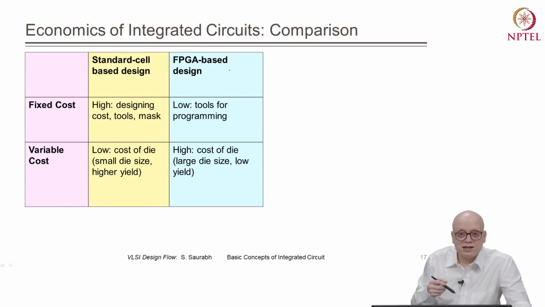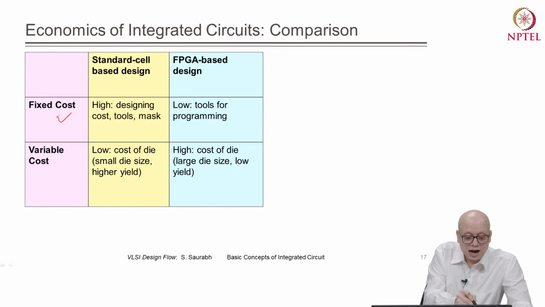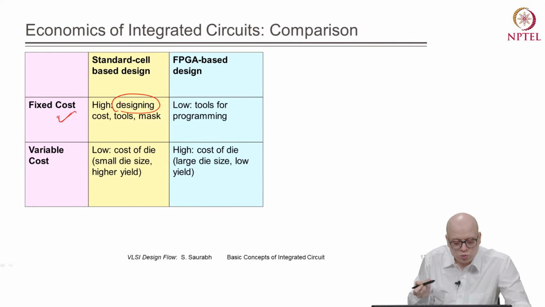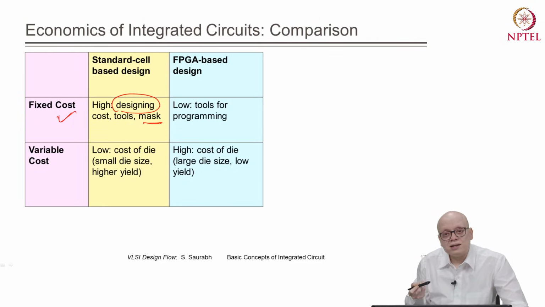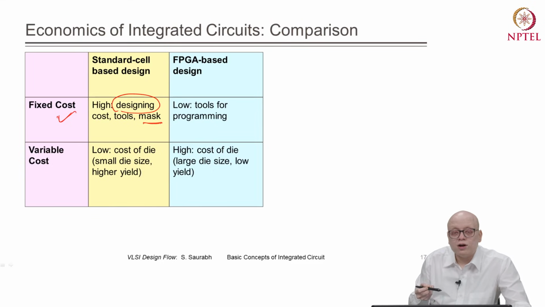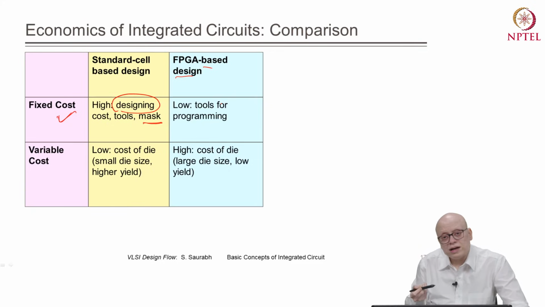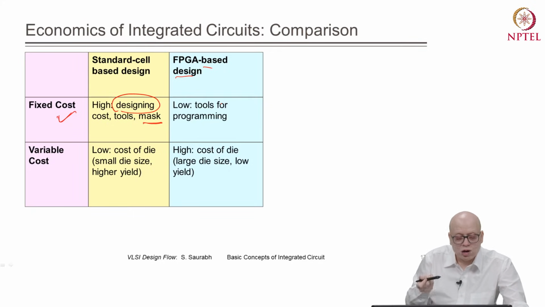Now for standard cell based design, the fixed cost is high. Why? Because it requires more design effort. It requires more costly tools for designing, EDA tools and other things. It will require all the masks customized for a design and so on. So the fixed cost will be higher for standard cell based design, but it will be lower for FPGA based design. Why? Because to get a design we need to just do the programming, and therefore the design effort will be low, and therefore the fixed cost will be lower.